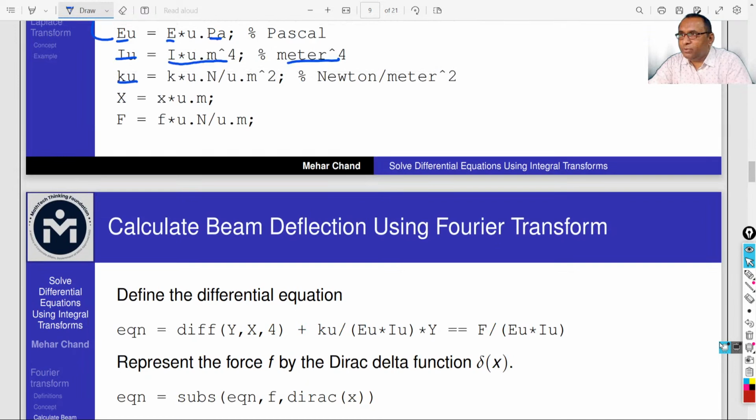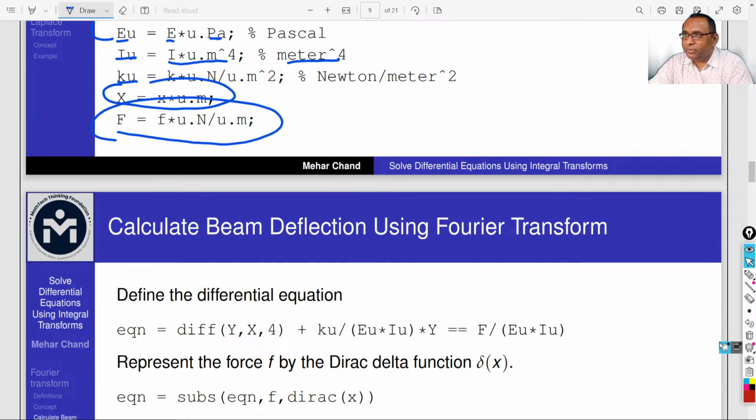So X will be equal to X dot X product U dot M, and F will be equal to F product U dot N upon U dot M. Okay, so these are the symbols to convert in unit. Now, the next, most important step we have is to define the differential equation.